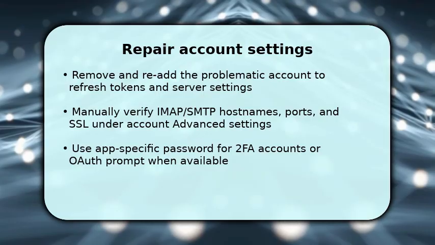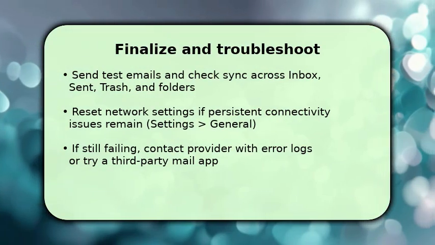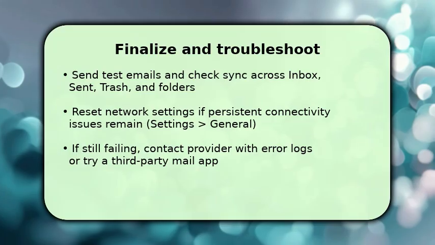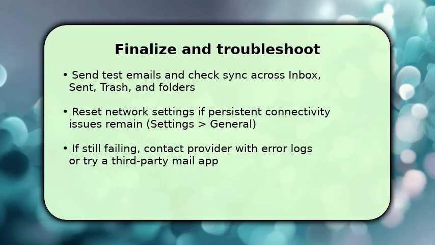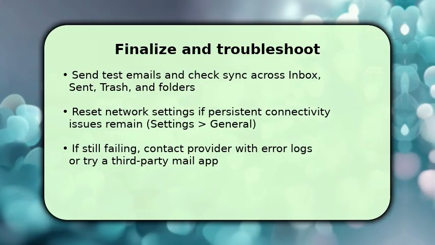Finish by validating mail flow. Send and receive test messages, check sent and trash to confirm sync and folder mappings. If messages queue or attachments fail, toggle Mail off and back on for the account and reboot once more.